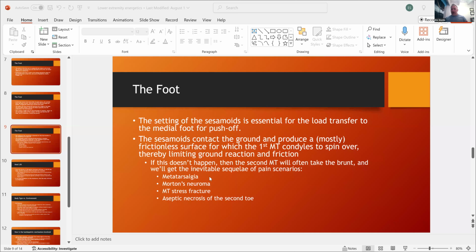So those sorts of things are pretty essential. You almost have to look, I won't say almost, you do have to look at the foot first, because those local pathologies will just get in the way. You've got to get rid of them. And those are the easier things to correct anyway, right? The biomechanical faults, these stiff joints, those sorts of things.